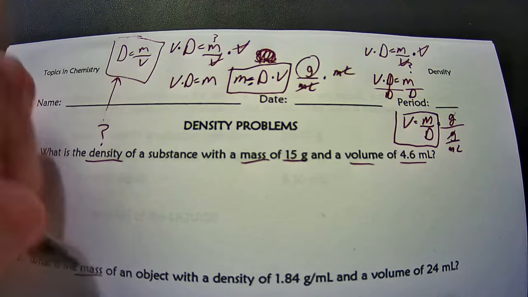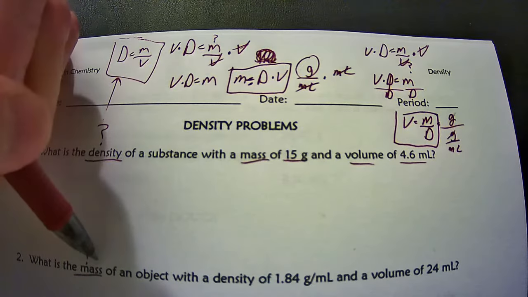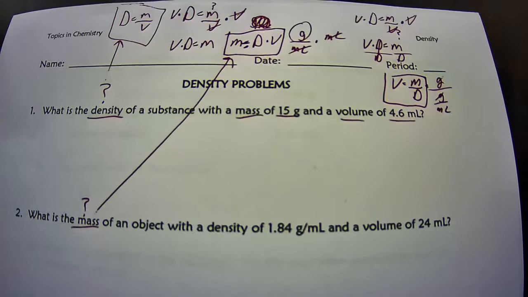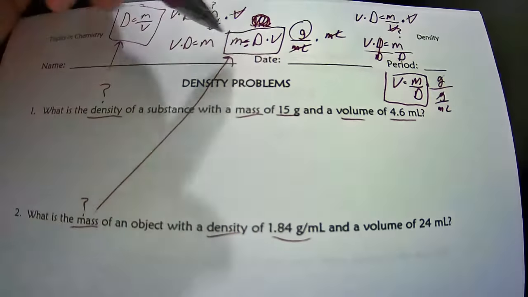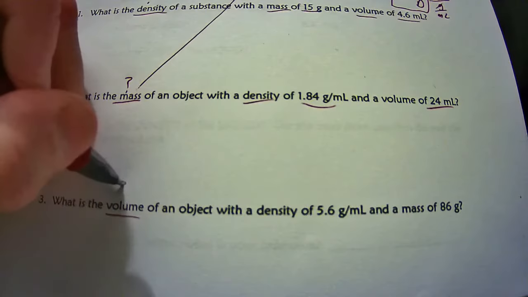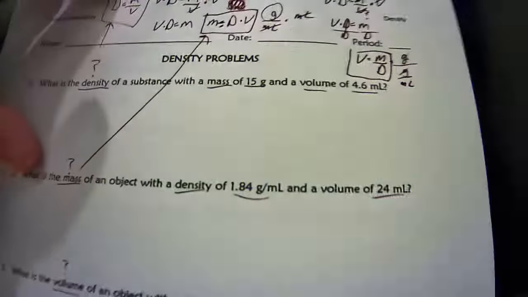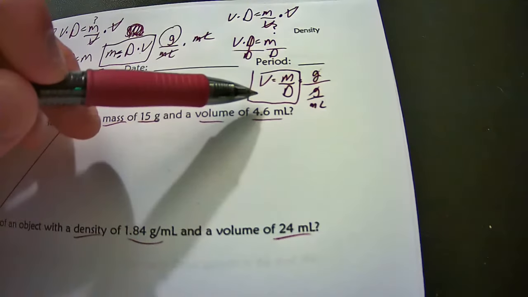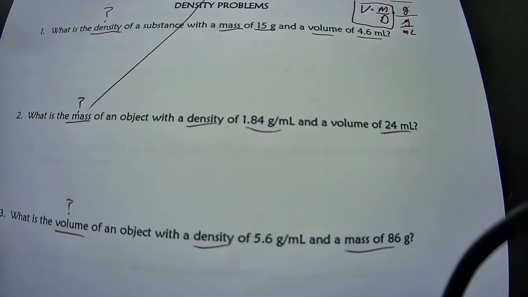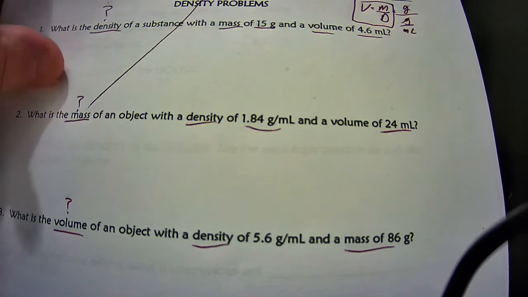Now number two is saying, what is the mass? That one is telling us we have to go to that equation. Let's see if it gives us all of the information. It gives us the density, which is the first part, and it gives us the volume, which is the second part of the equation. Number three asks, what is the volume? That means you're going to need this equation. It tells us the density and the mass, and then you can go through it. Just pay attention to what it's asking you to solve for and what it's giving you.